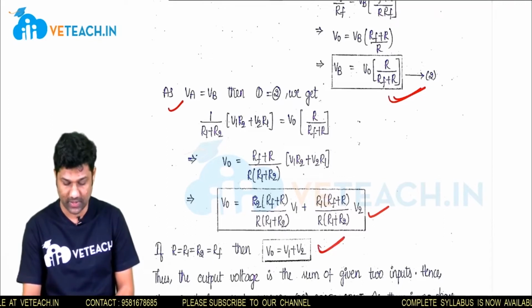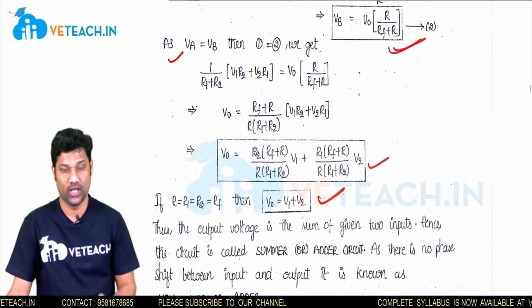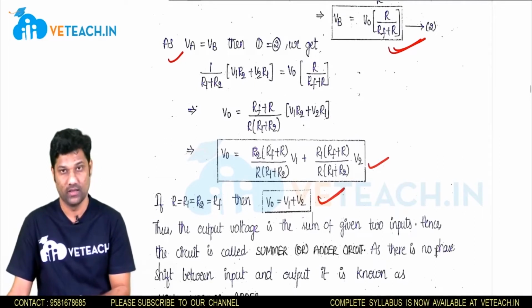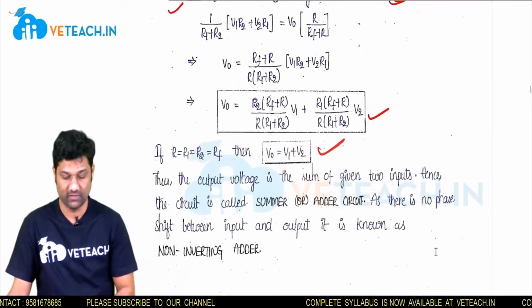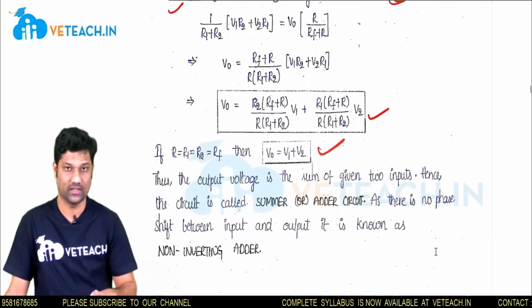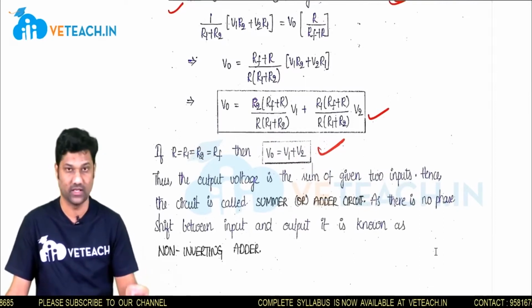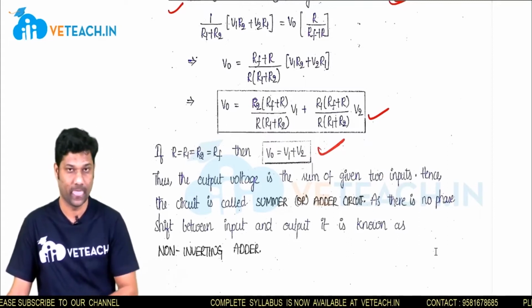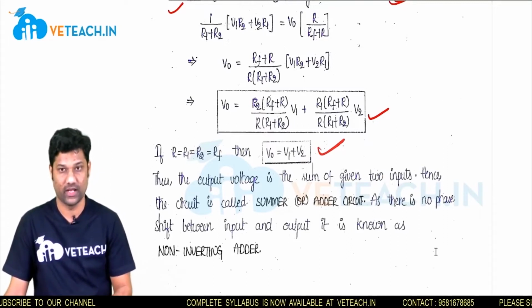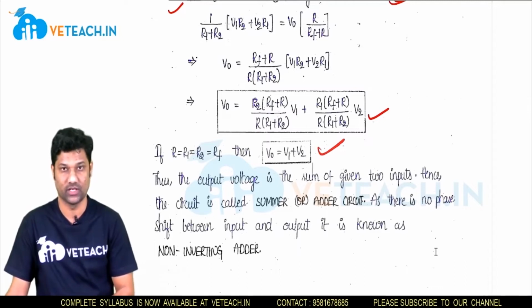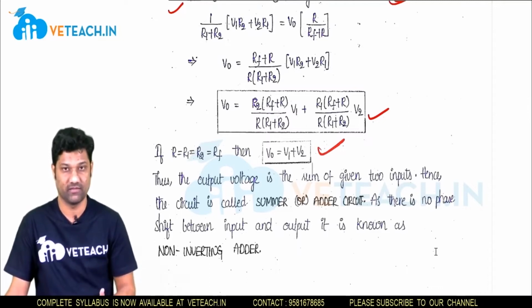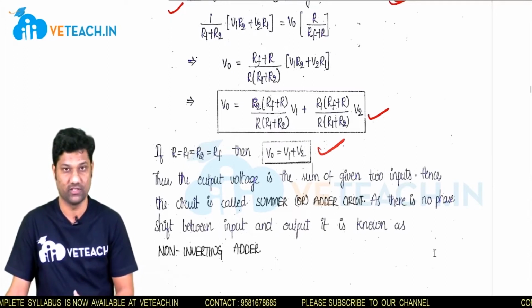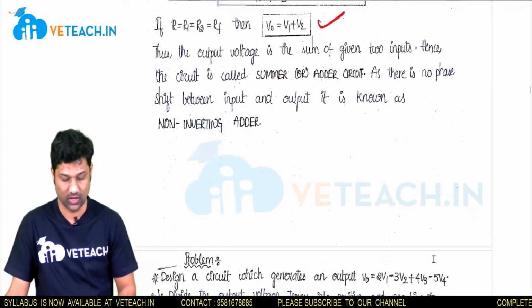Now by seeing this expression, we can say that the output voltage is equal to the addition of the given two input voltages without any phase shift. As this circuit adds the given two input signals, it is an adder, and as there is no phase shift, it is a non-inverting adder. The difference between the inverting and non-inverting adder is that both add the given two signals, but in an inverting adder there exists a phase shift between input and output, whereas in a non-inverting adder there is no phase shift. So that is the non-inverting adder.